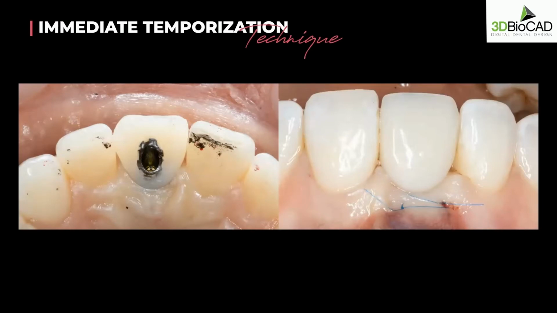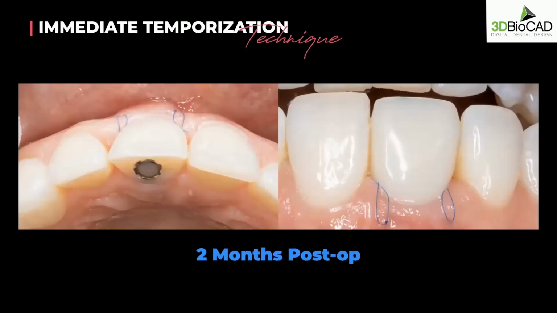So if you look at this temporary crown that I did, you'll notice that the incisal edge is slightly short, because when the patient goes into the edge-to-edge position, there was contact in that area. Now, if you look at the 2 months post-op, as you can see, the healing looks really, really good, and the soft tissue contour looks really, really nice.